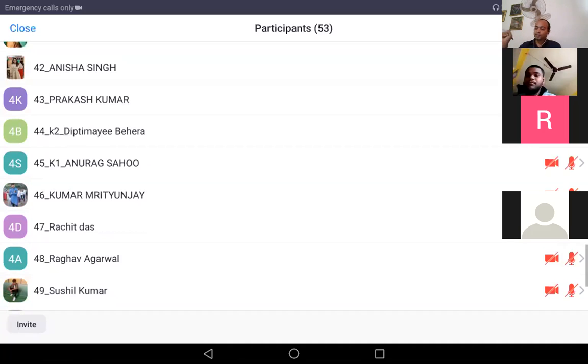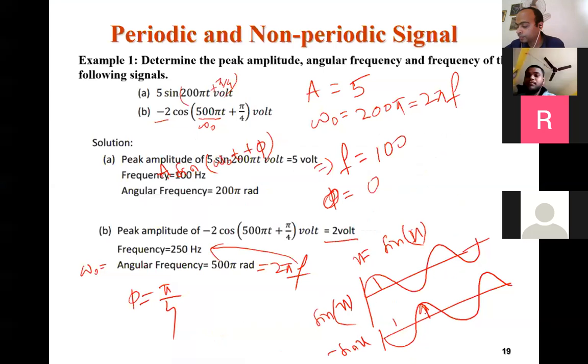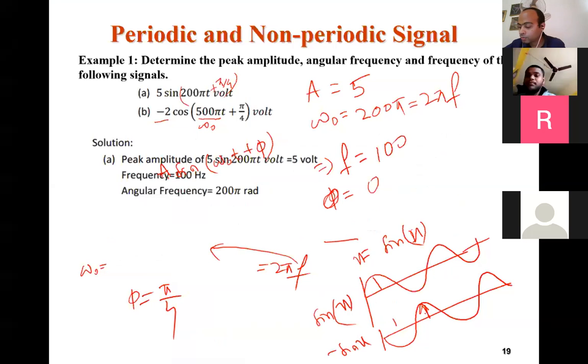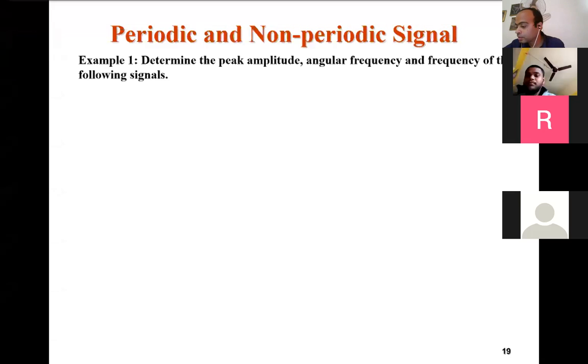Just look at this example. When you are drawing an analog signal, how are you drawing it? We are just drawing it.